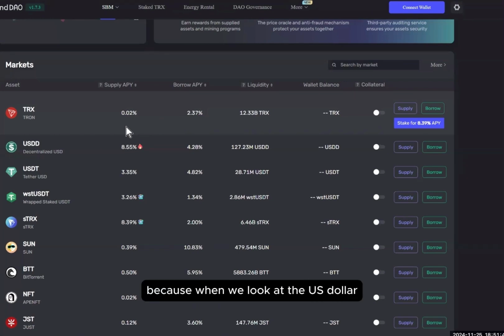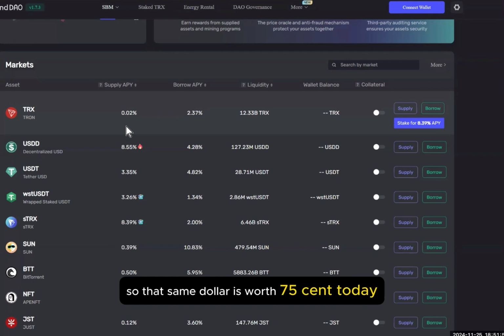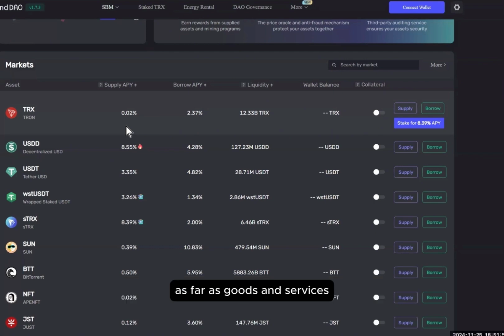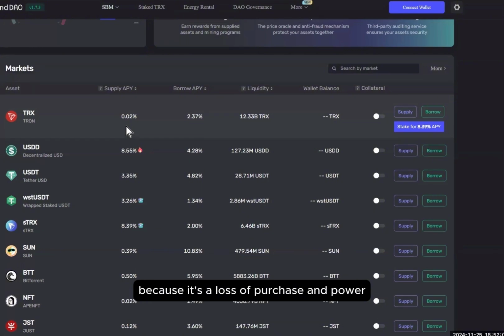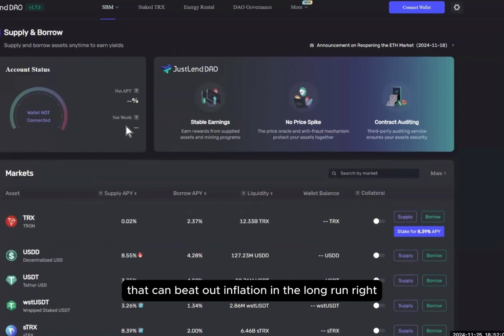Because when we look at the US dollar from 2020 until now, we've lost, I want to say, 25% of purchasing power. So that same dollar is worth 75 cents today as far as goods and services that you're able to actually buy with it, because it's a loss of purchasing power. So you always want to make sure you put yourself in position to have something that can beat out inflation in the long run, right?